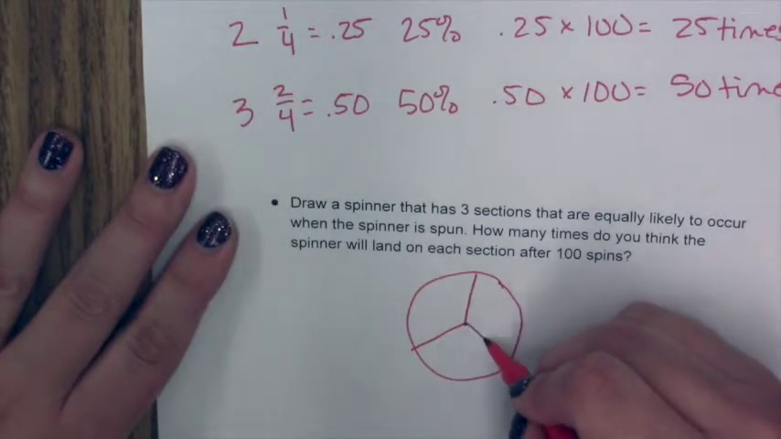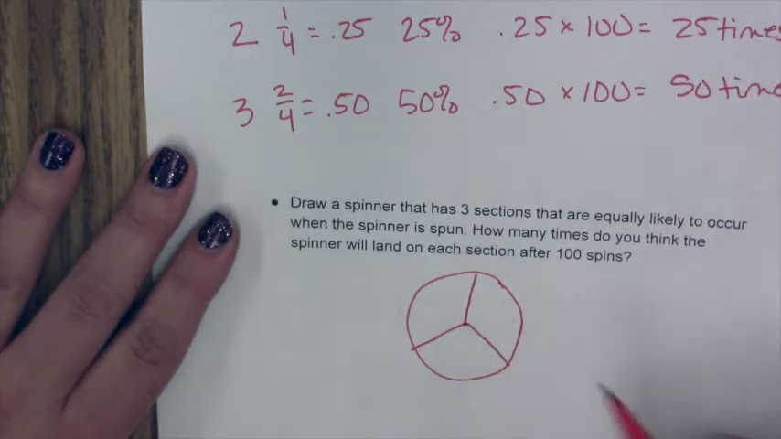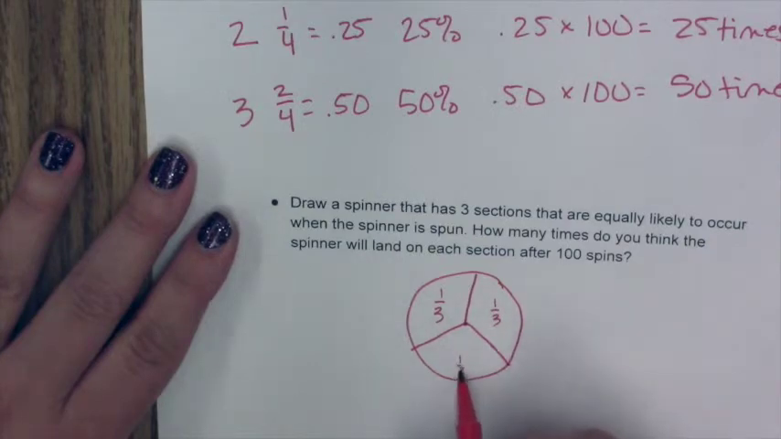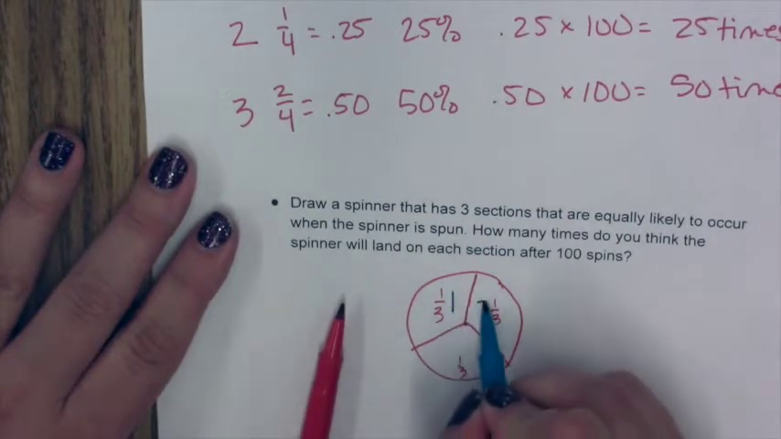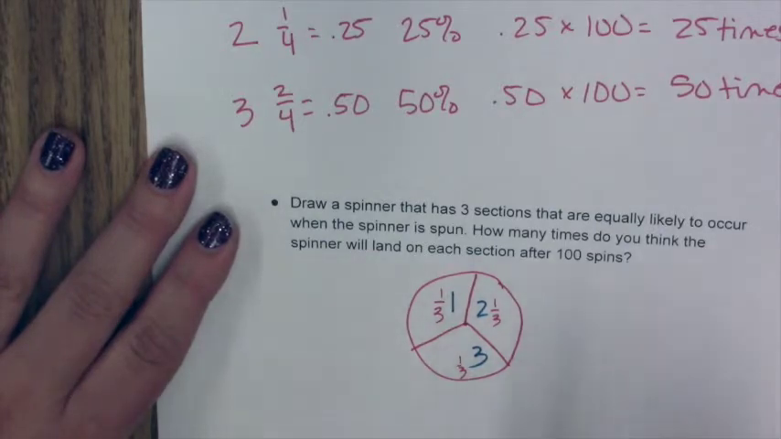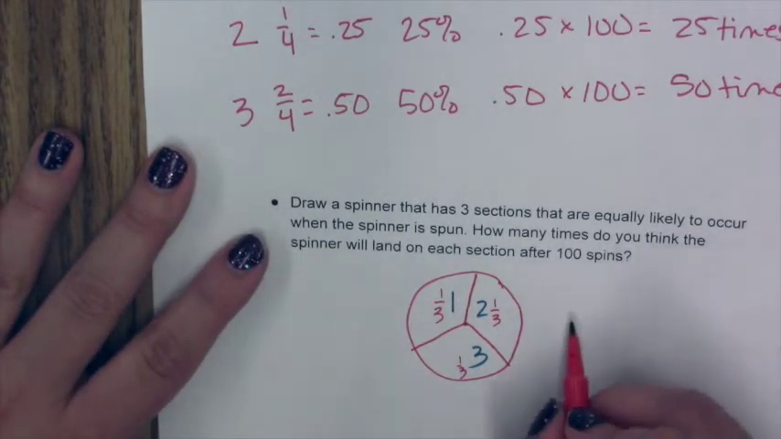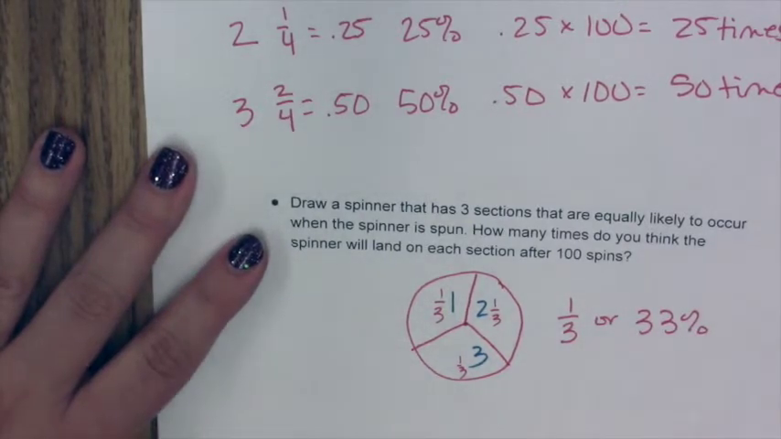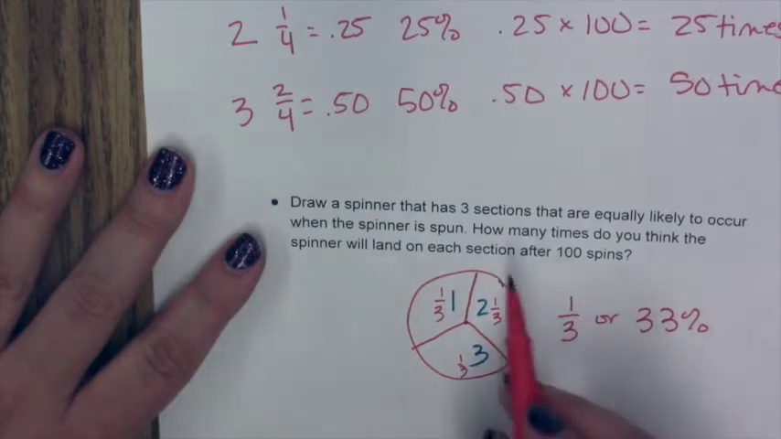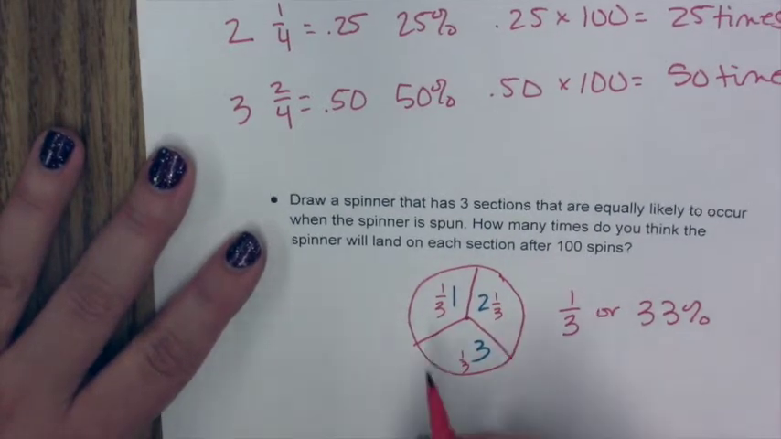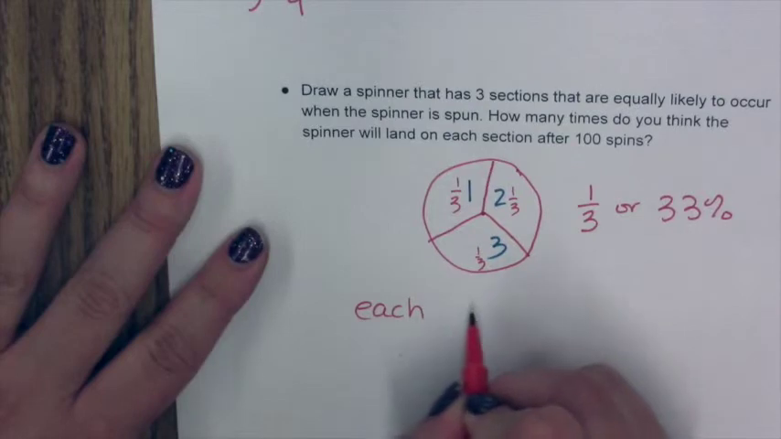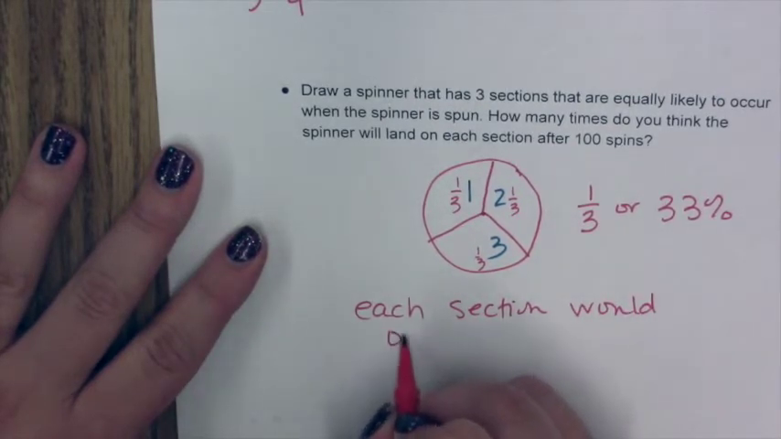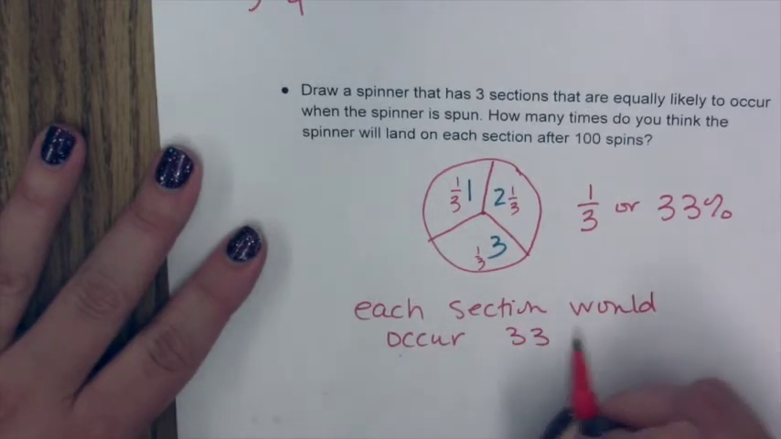So maybe look something similar to this, where each section is the same. So this would be 1/3, 1/3, and 1/3. So we could say this is section 1, 2, and 3. So our probability would be 1/3, or we'll say 33%. So that means after 100 spins, each section would occur 33 times.